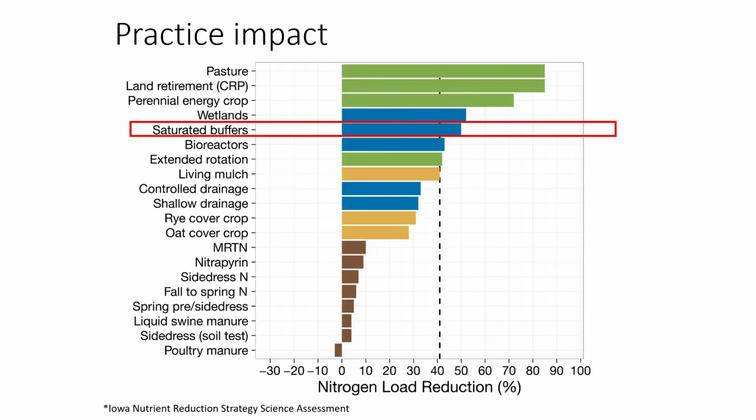Impact of the practice, once again, looking at the Iowa Nutrient Reduction Strategy documentation, looking at saturated buffers, very, very effective at that nitrogen load reduction, about 50% removal rate on average.